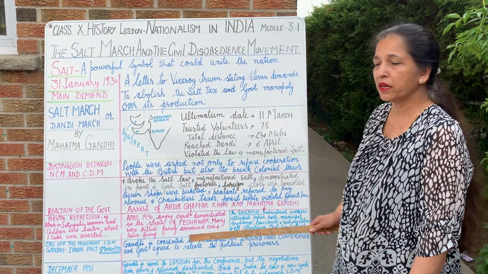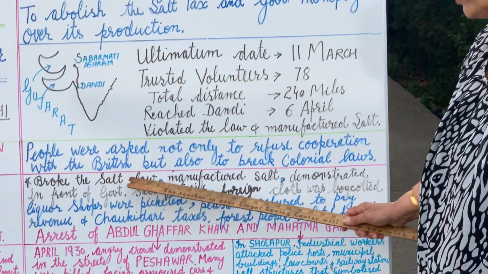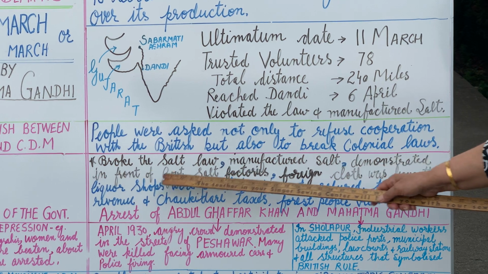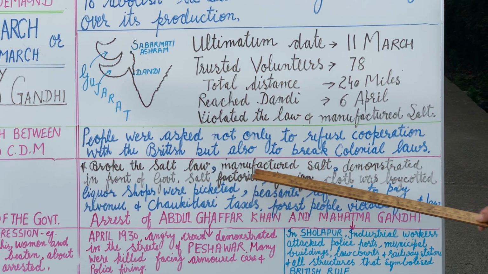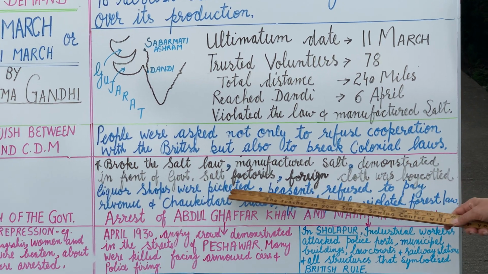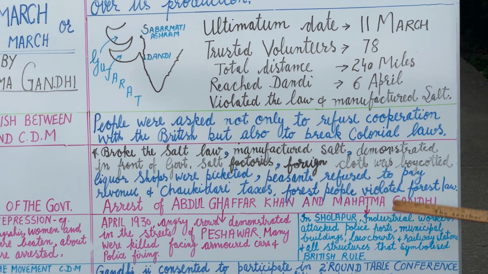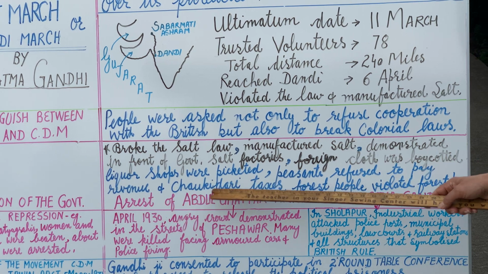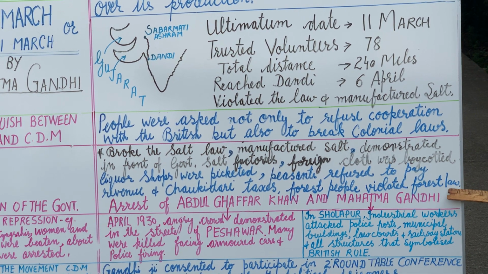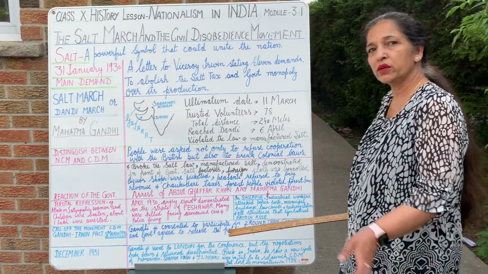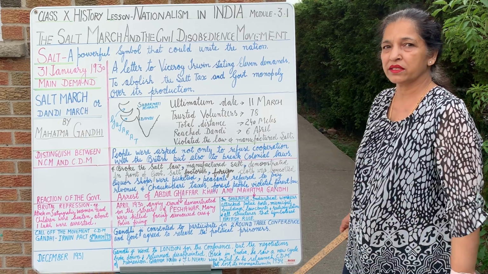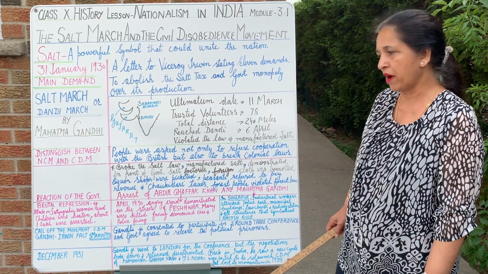Under such developments, people broke the salt law, manufactured salt, and demonstrated in front of the government salt factories. Foreign cloth was boycotted, liquor shops were picketed, and peasants refused to pay the revenue and chowkidari taxes. Forest people violated the forest law, entering the reserved forest, grazing their cattle, and plucking berries and fruits to feed their families.